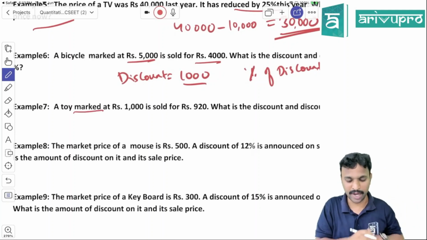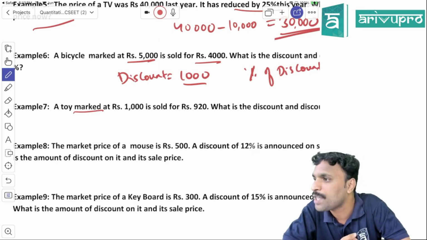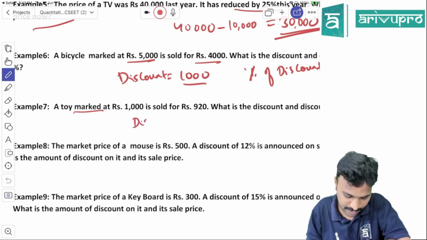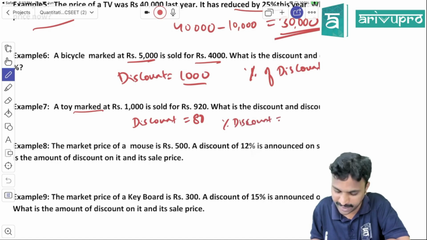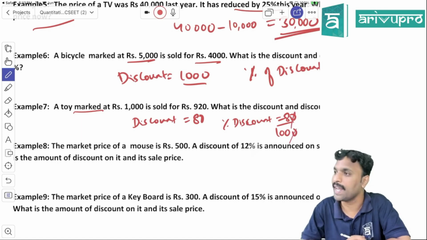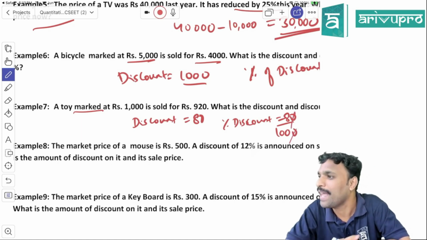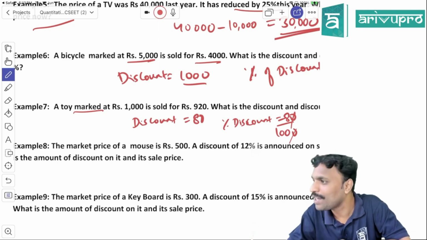A toy marked at 1,000 is sold for 920. Discount is how much? Discount is 80. Now tell me, discount rate is how much? Discount is 80 out of 1,000. Correct? 10 and 10 cancel. 8 by 100 is how much percent? 8%. 8 by 100, what does percentage mean? Out of 100, how much?